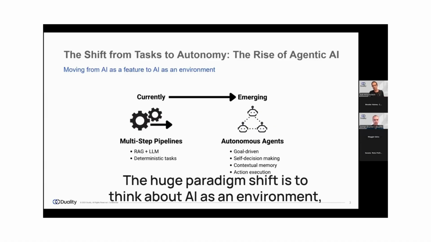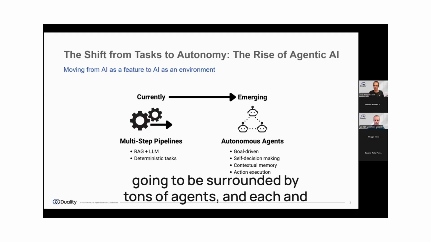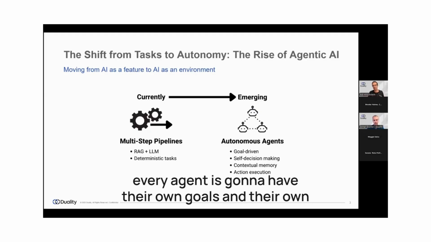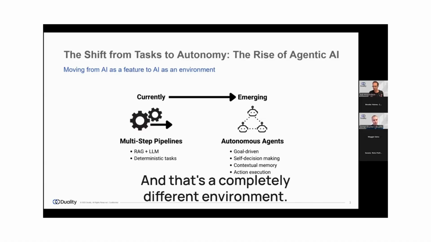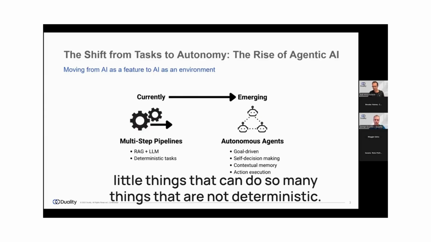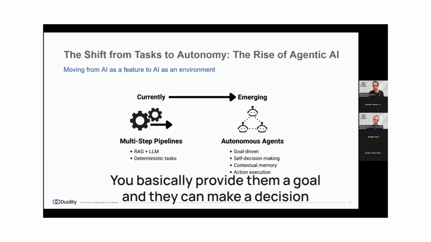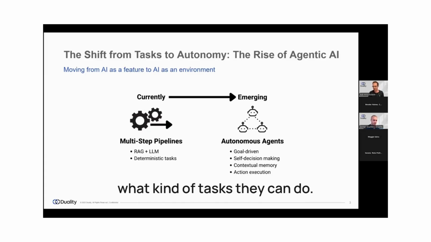The huge paradigm shift is to think about AI as an environment, not just yet another feature, yet another pipeline, but we're going to be surrounded by tons of agents, and each and every agent is going to have their own goals and their own tasks and their own tools. And that's a completely different environment. So think about an environment where you're surrounded by those little things that can do so many things that are not deterministic. You basically provide them a goal, and they can make a decision based on the goal on how they are going to perform their task, what kind of tasks they can do.